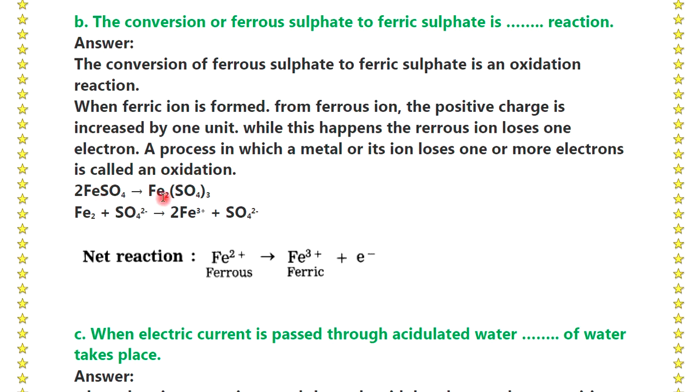2FeSO4 gives rise to Fe2(SO4)3, which gives Fe2+ SO4 2- gives rise to 2Fe3+ SO4 2-. The net reaction is Fe2+, that is the ferrous form, gives rise to the ferric form, that is Fe3+ plus electron. Okay.